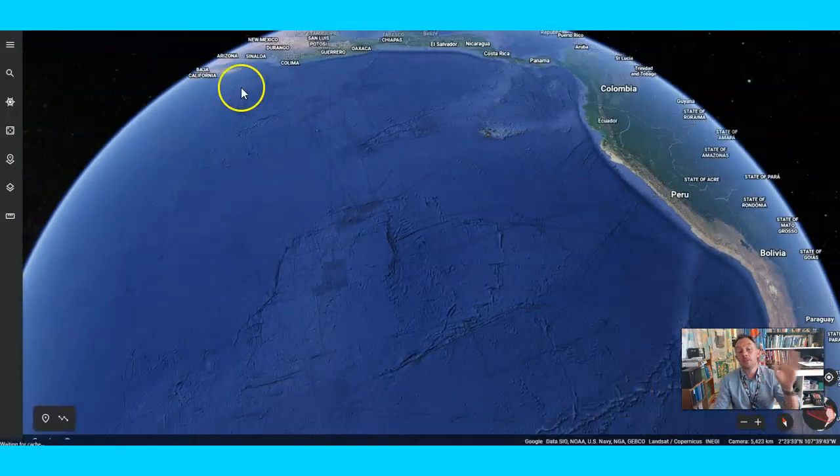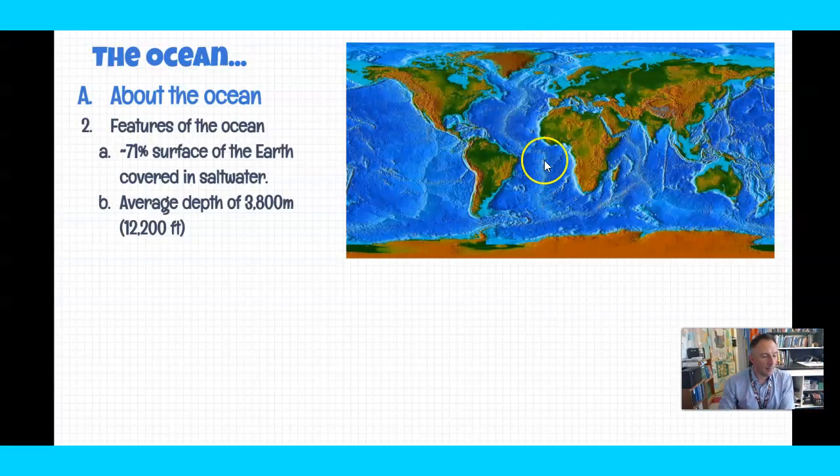Google Earth is so cool. I get lost in here. I'm sorry, I digress. I love looking at this stuff.